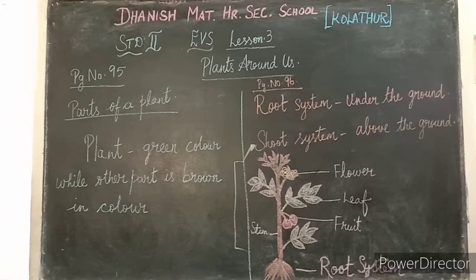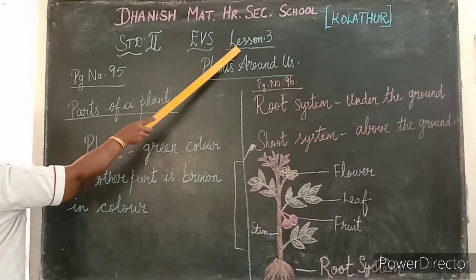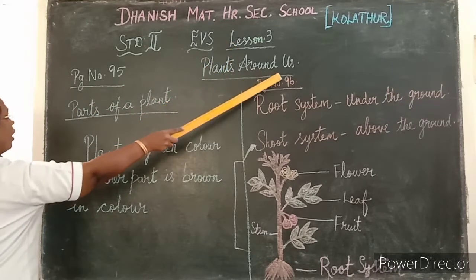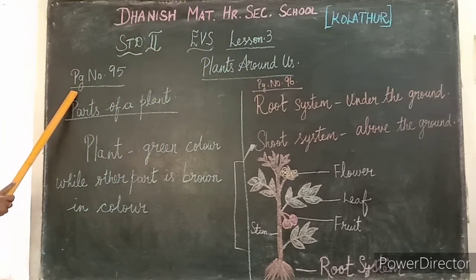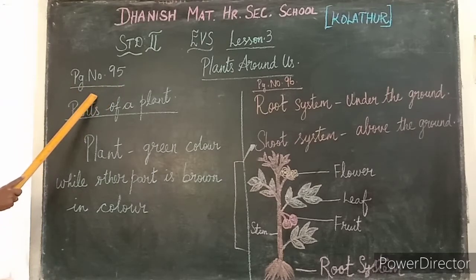Okay children, today we are going to see lesson 3, Plants Around Us. EVS, lesson 3, Plants Around Us. Take page number 95. Today we are going to see plants around us. You know plants, right? You have seen a lot of plants around us. Look at your book, take page number 95.